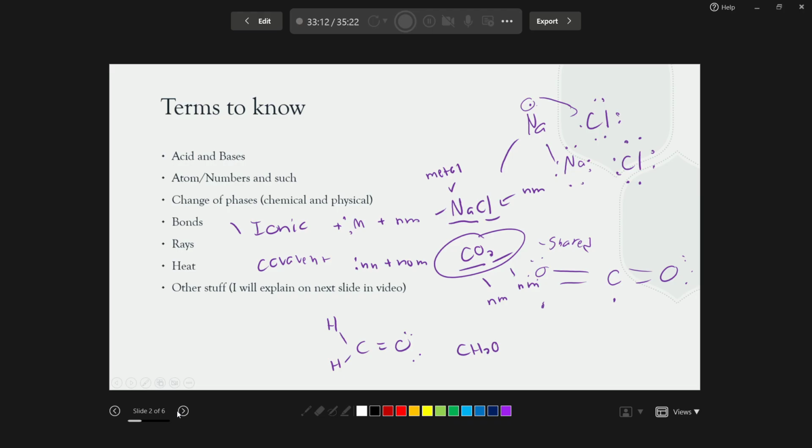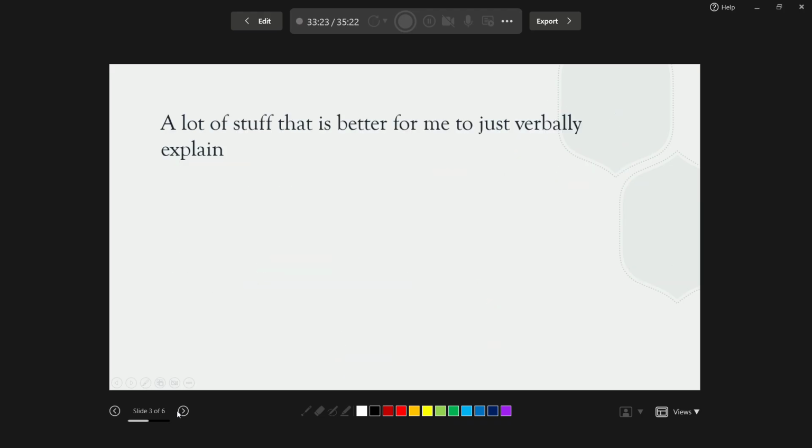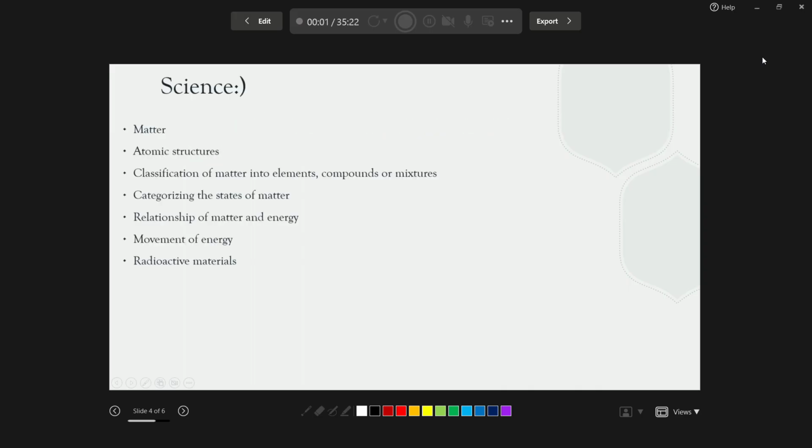Ionic bonds take away electrons. One takes and one gives. And covalent bonds are nonmetals and nonmetals, and they both share electrons. I don't think there's anything else I have to explain. I weirdly think I got all of it in the first slide. I'll go to the next one because it's supposed to be science anyways.